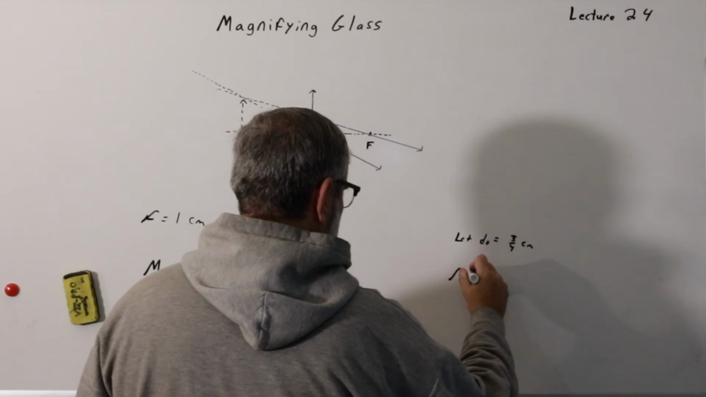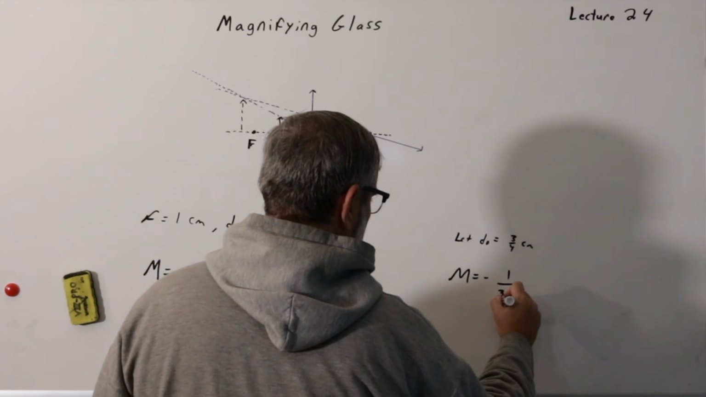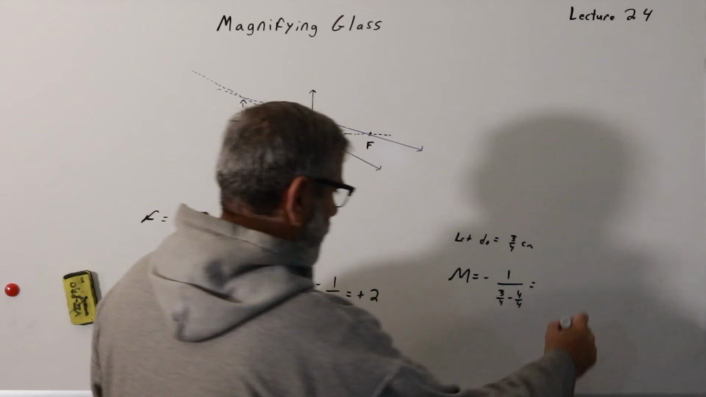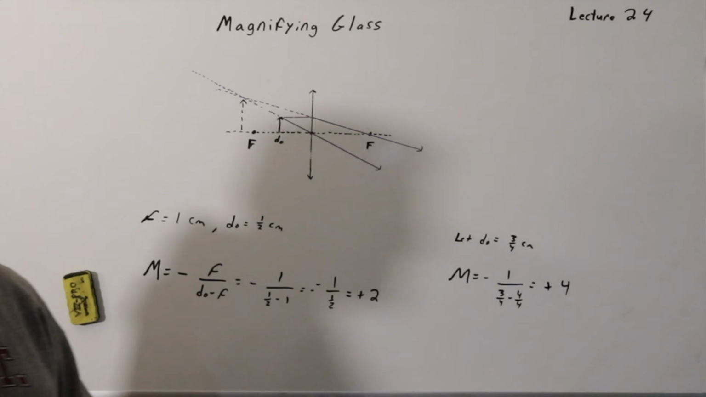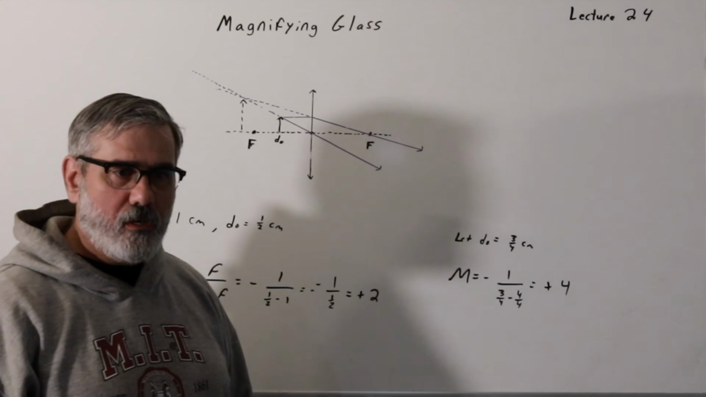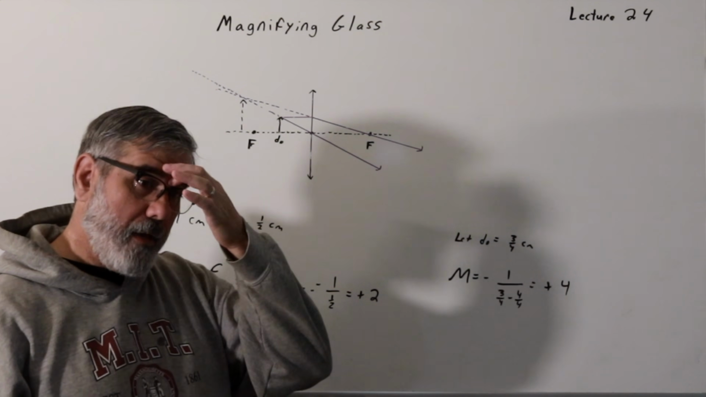What does our magnification equation say then? Well, it's minus, still 1. This time it's 3/4 minus 4/4, which is going to be minus 1/4, so that's going to be plus 4. You see? So the closer the object is to the focal point, the larger the magnification. The closer it is to the lens, the smaller the magnification.